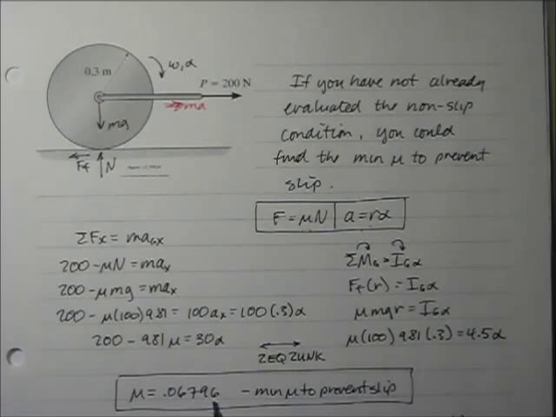0.06796. And what it says there is that for any mu less than 0.068, it is slipping. For any mu greater than 0.068, it is not slipping. So when I find that, I can use this as my first step, and then I can go back and say if mu is equal to 0.05, then clearly that's in a slip condition. But if mu is equal to 0.2, as in my previous example, then that is not slipping, and I can proceed from there.